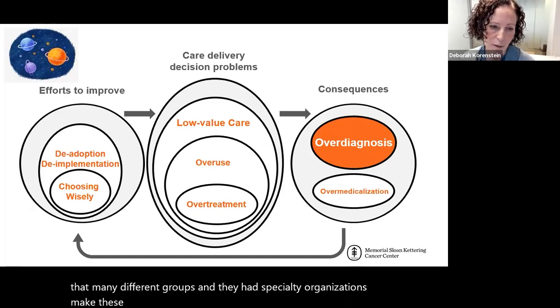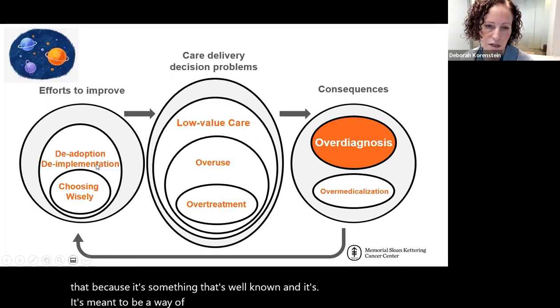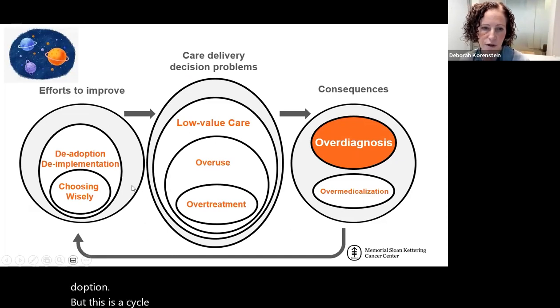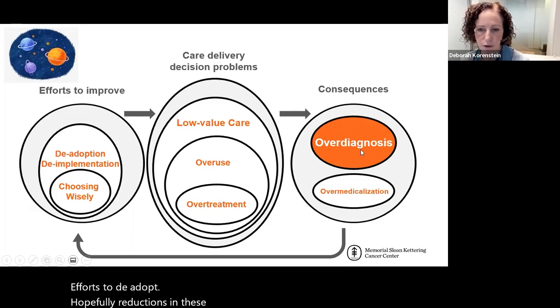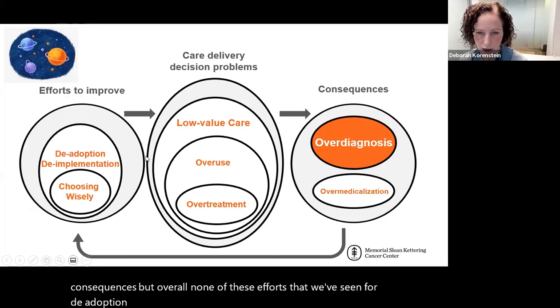So I just mentioned that because it's something that's well known, and it's meant to be a way of spurring de-implementation and de-adoption. But this is a cycle because we have efforts to de-adopt, hopefully reductions in these things, hopefully fewer consequences. But overall, none of these efforts that we've seen for de-adoption and de-implementation have had a huge impact so far.